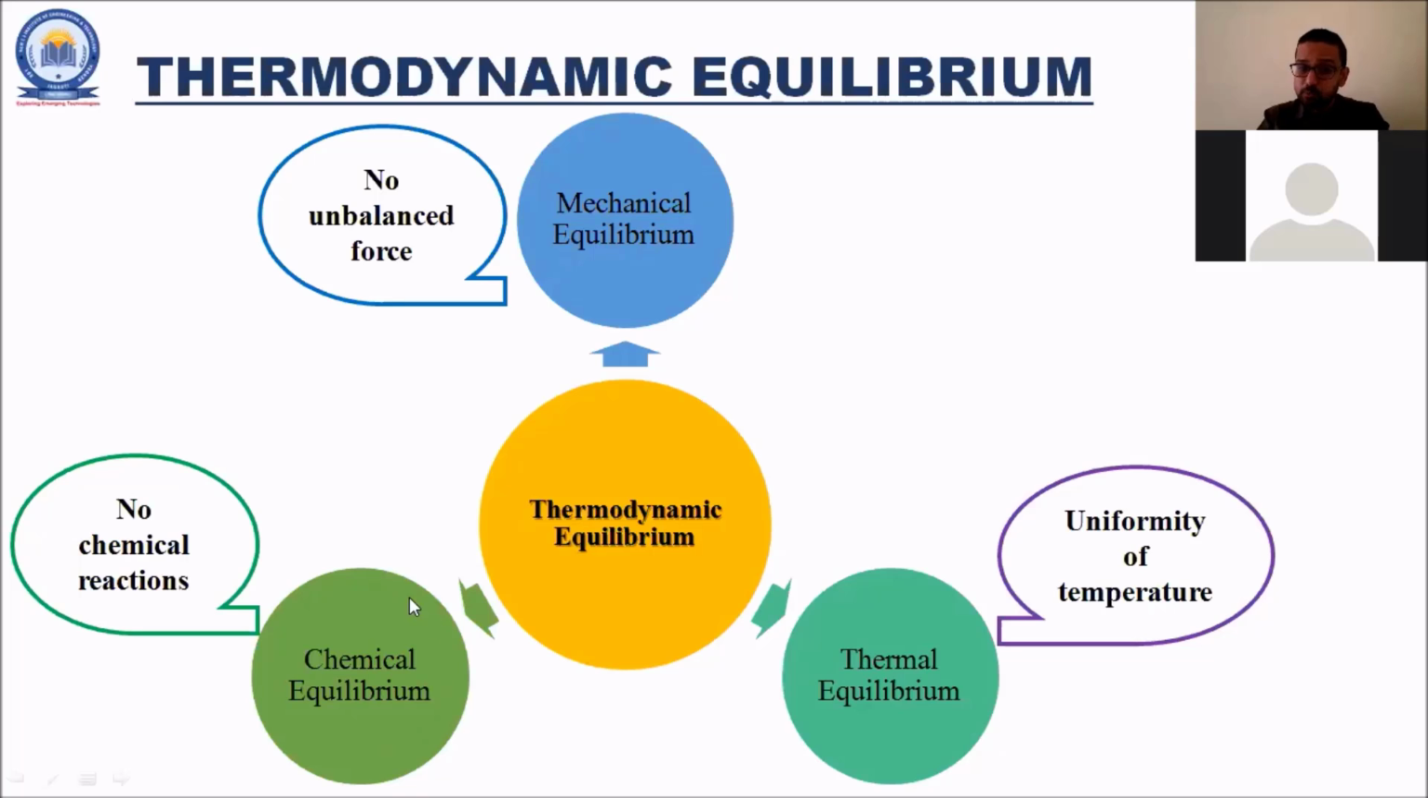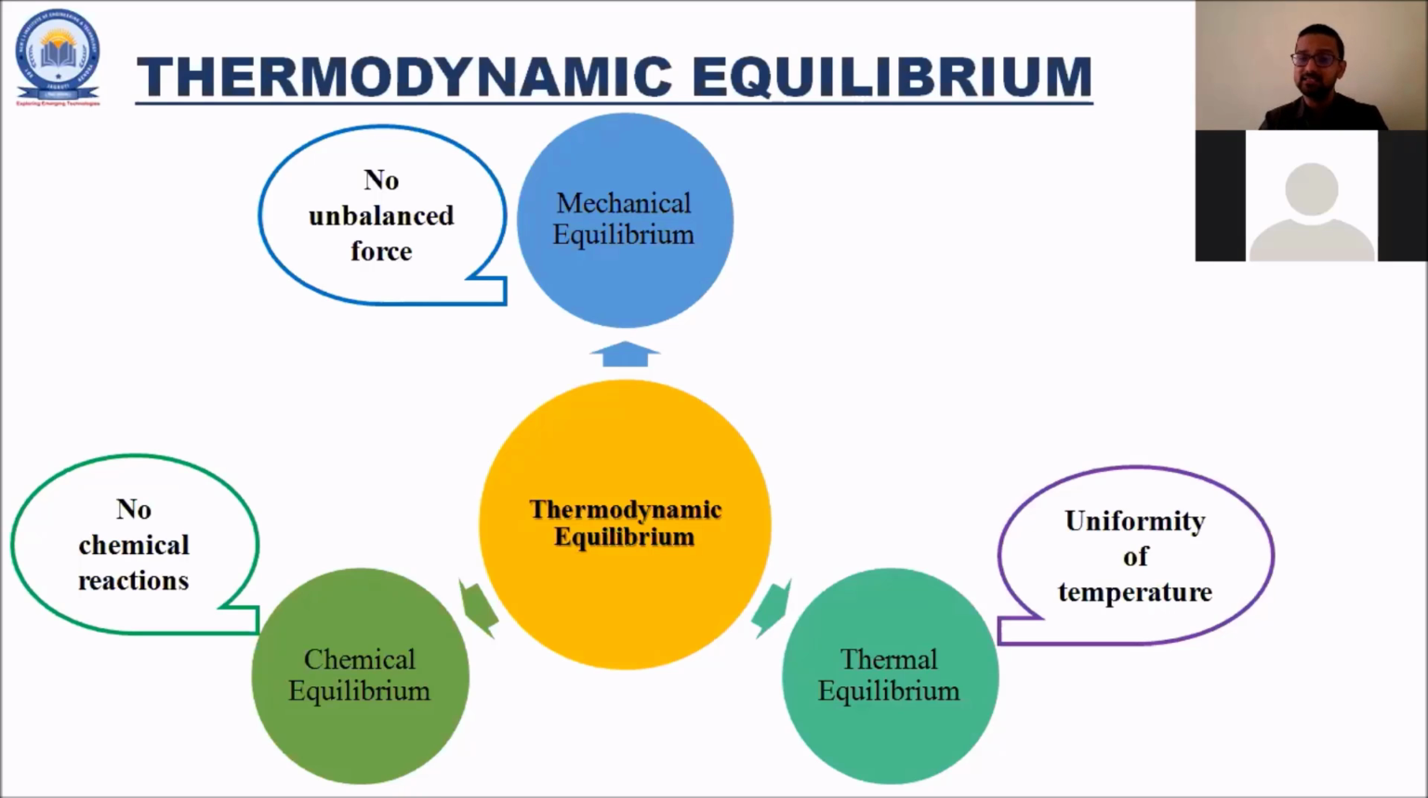Let us consider the next point, the chemical equilibrium. A system is said to have attained chemical equilibrium when there are no chemical reactions taking place inside the system or outside the system. That means there are no chemical interactions between the system and the surroundings, and also no chemical reactions inside the system. So if these conditions exist in the system, then we can consider that the system has attained chemical equilibrium.